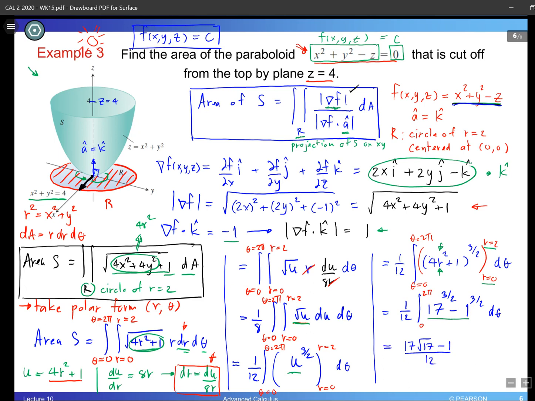And what we have left here is the integral of d theta from theta equal to 0 to 2 pi. And since we have nothing inside this integral, this is just going to come out to be equal to 2 pi minus 0, or just 2 pi. And this is going to cancel with this 12 right here, and we have 6. So in the end, we have this as the answer: 17 square root of 17 minus 1, times pi. This whole term is divided by 6, and that is the answer for this example.